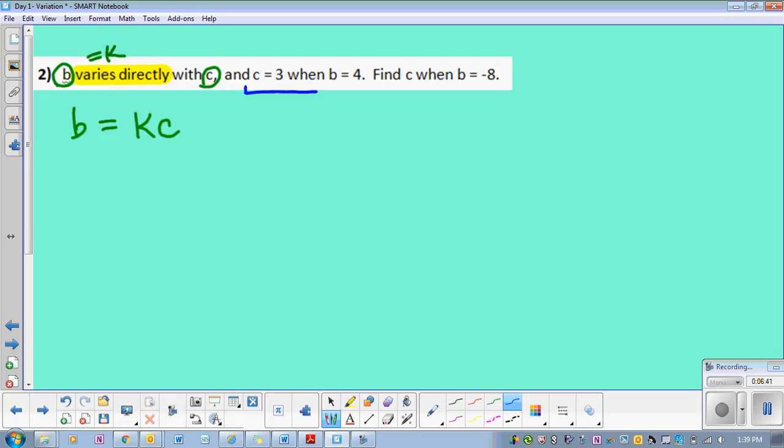So the next part, they say C equals 3 when B equals 4. That's what we're using to find k. B equals 4, I don't know k, and C is 3. k equals 4/3.